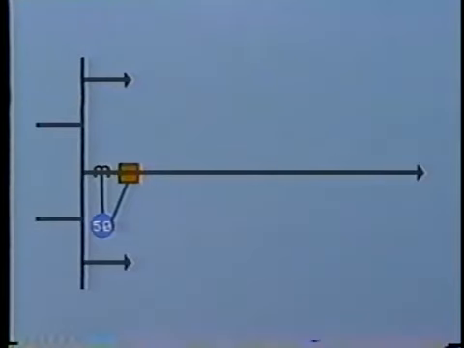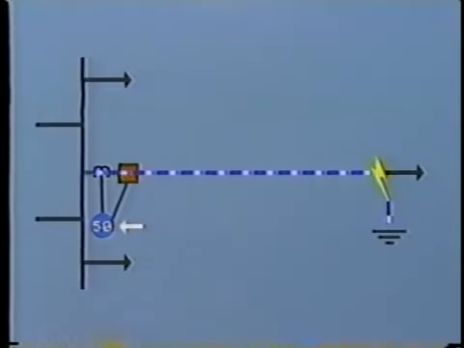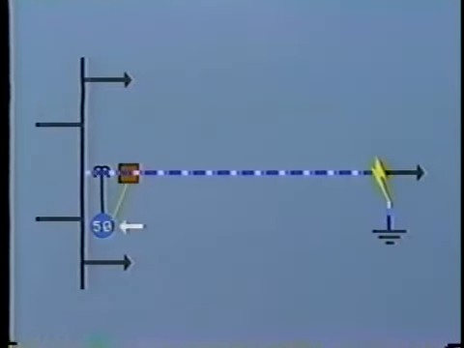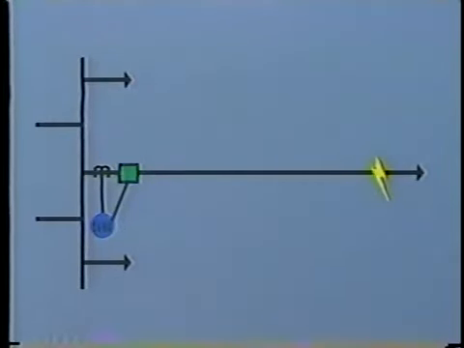But a more common form of feeder protection is overcurrent. For example, a fault out here on this feeder would give rise to an overcurrent in the line. An overcurrent relay connected close to the breaker would detect this and could be set to open the breaker. The standard device number for an instantaneous overcurrent relay is number 50.